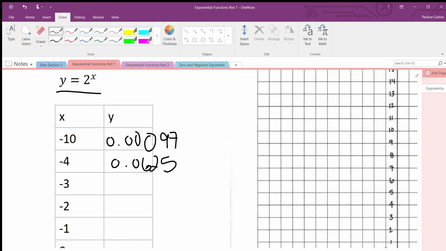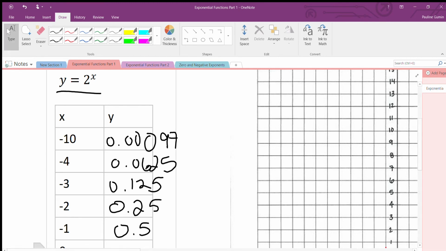Okay, let's do 2 to the -3rd, 0.125. 2 to the -2nd, 0.25. 2 to the -1st, 0.5. Notice, please, that even though I'm raising to a negative number, I'm not getting a negative answer. That is because this 2 right here, that's positive. So I should always get positive answers.